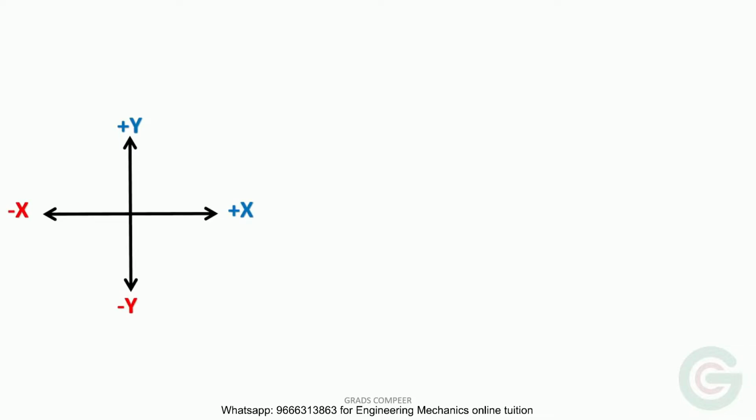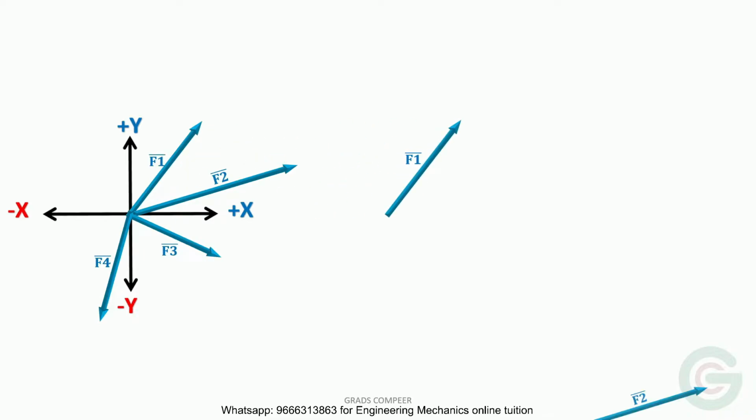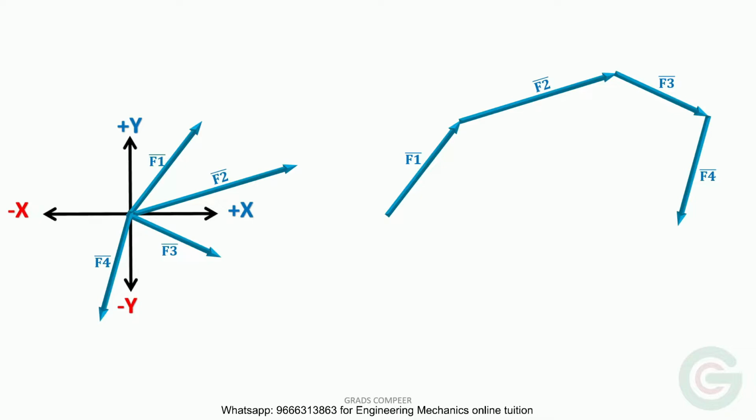Let us say that there are four force vectors. We know that force vectors can be joined geometrically to form polygons. So let us join them geometrically. Force F1, F2, F3 and F4. So we have joined them geometrically tip to tail, maintaining the directions of the vectors.